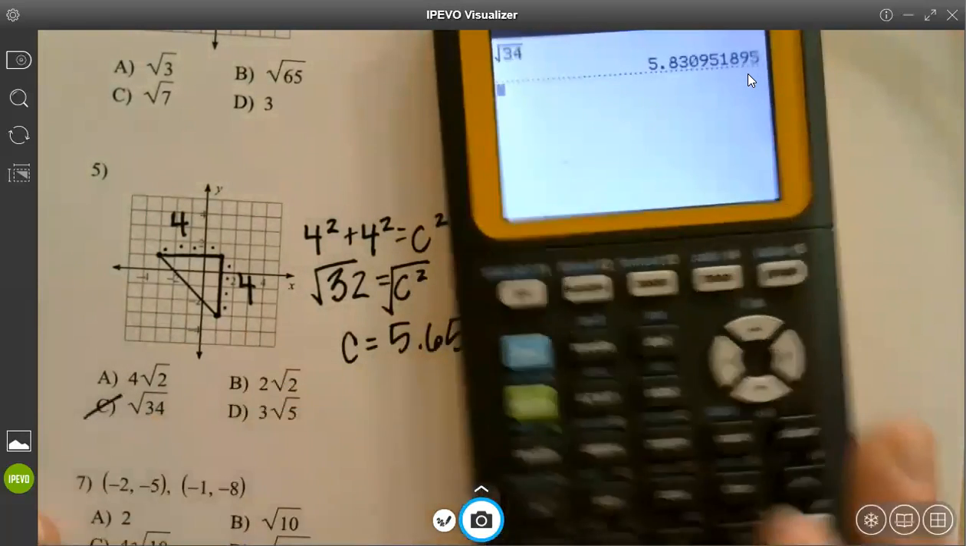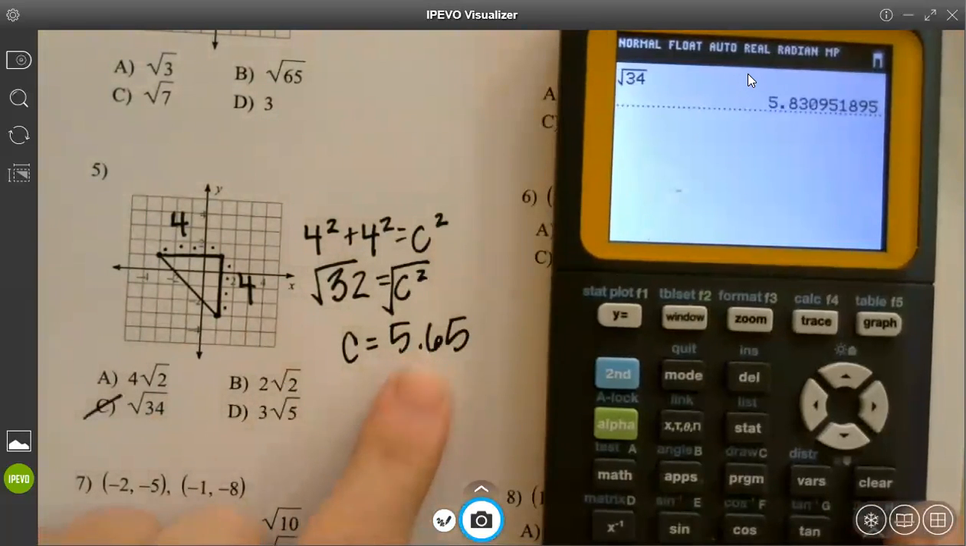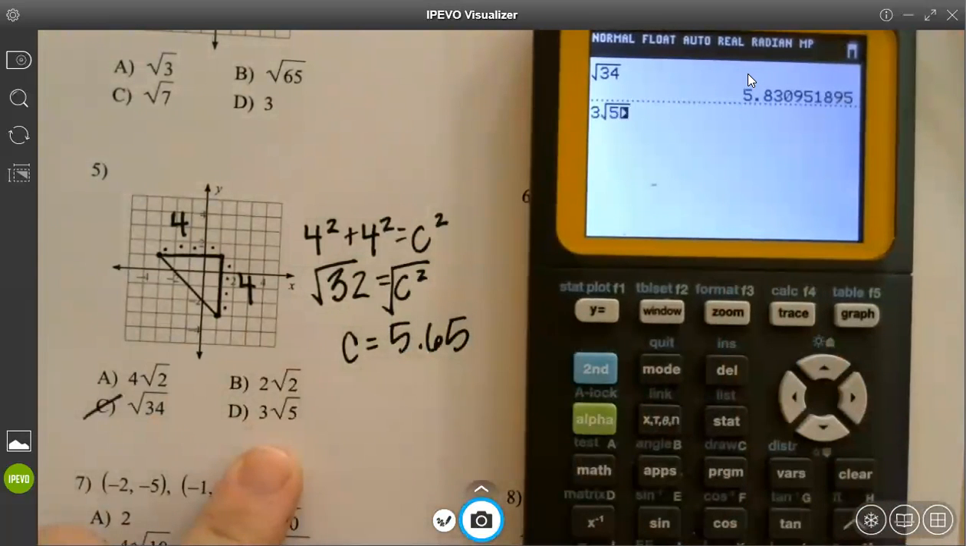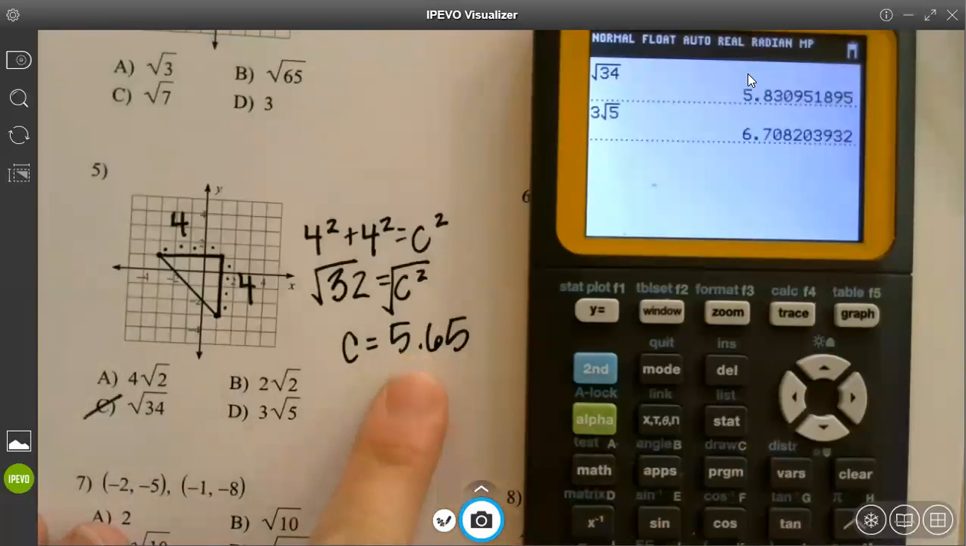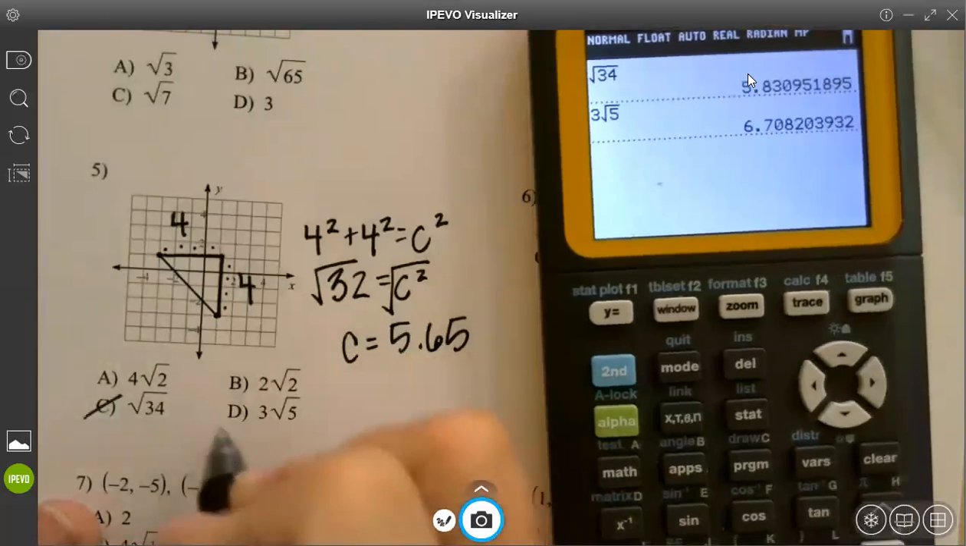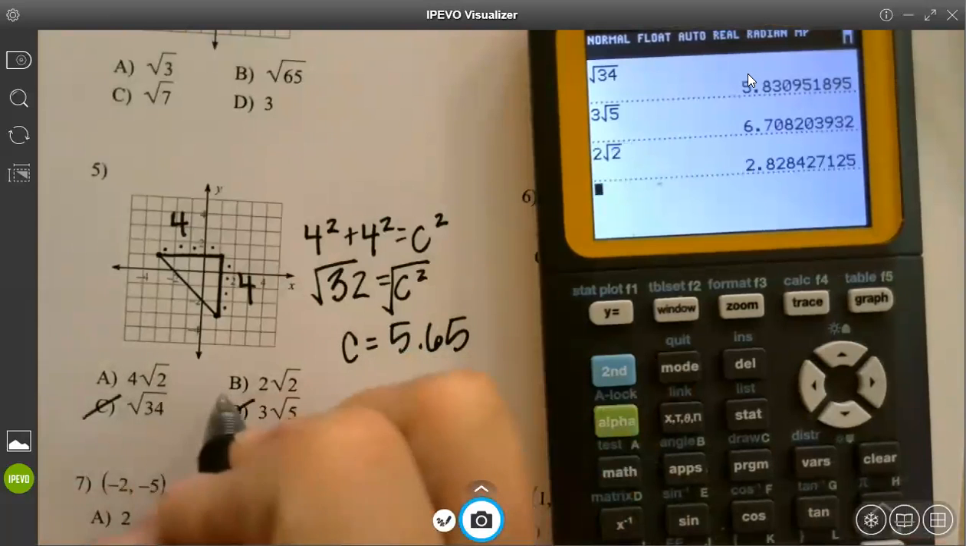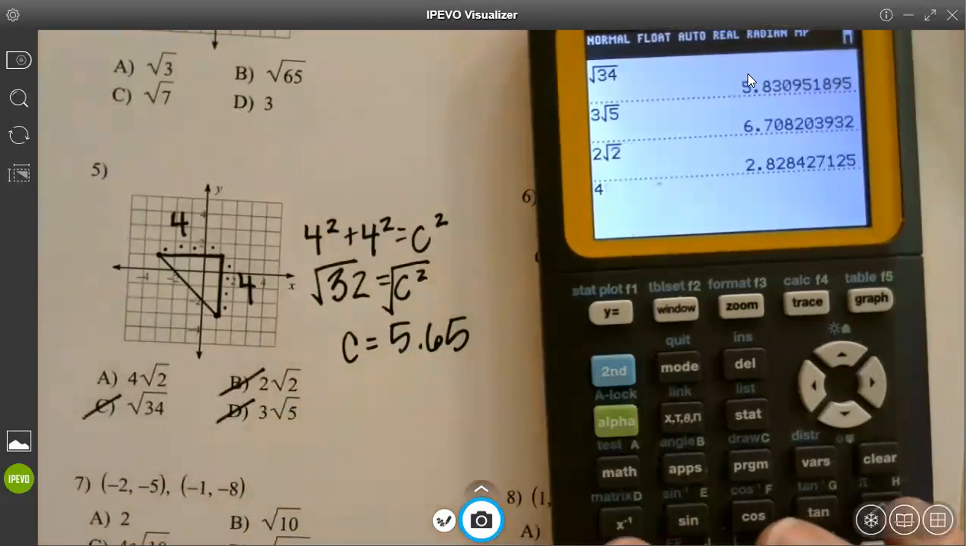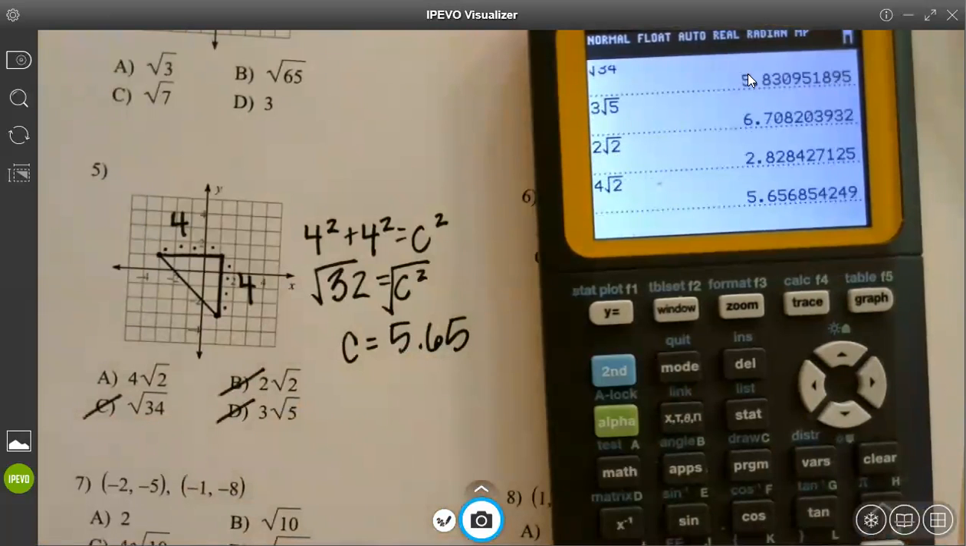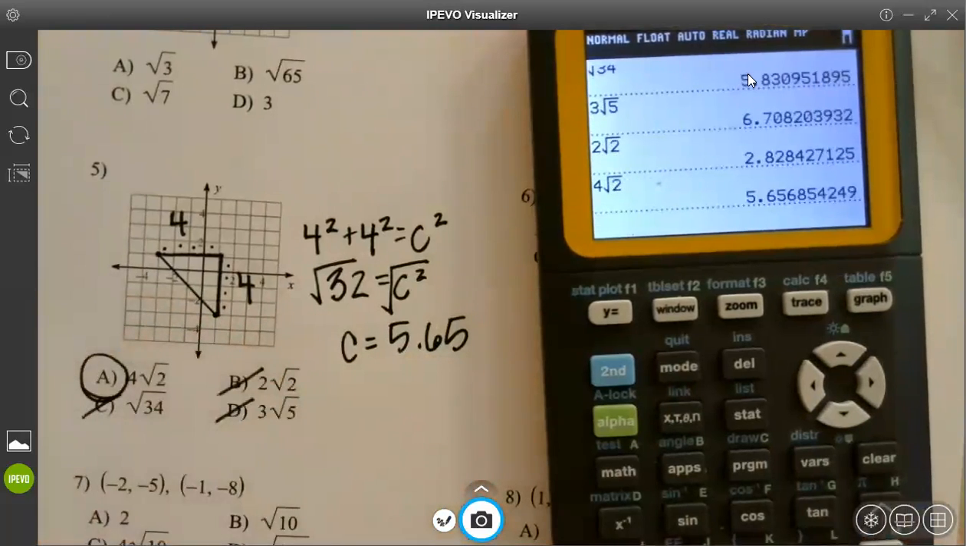We know it's not the same because I should get 5.65. Let's try 3 square root 5. Do you see how I put that in? Type in 3 and then square root 5. When you hit enter, you get 6.7. Is that the same as my 5.56? No, so that one's not your answer. All right, I'm going to try 2 square root 2. That's 2.8. Is that the same as my answer? No. 4 square root 2. Is that the same decimal I got? That's what I wanted to show you.